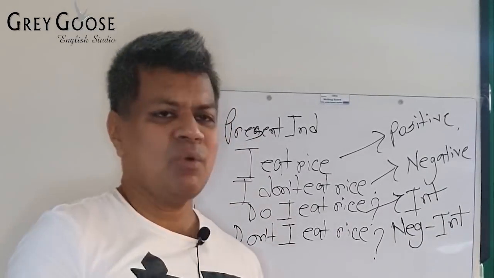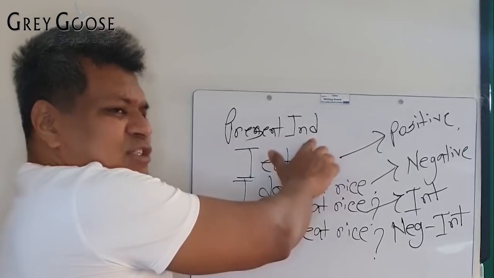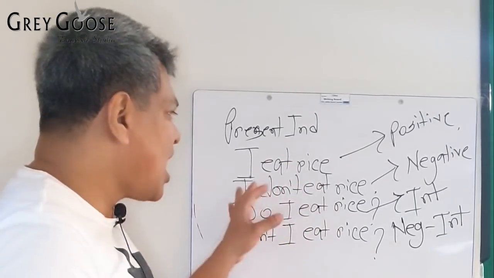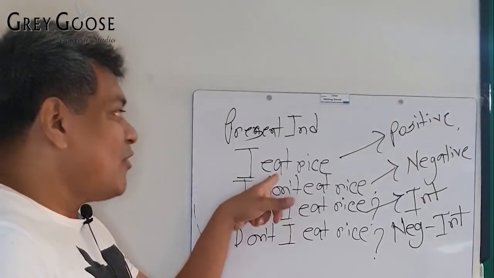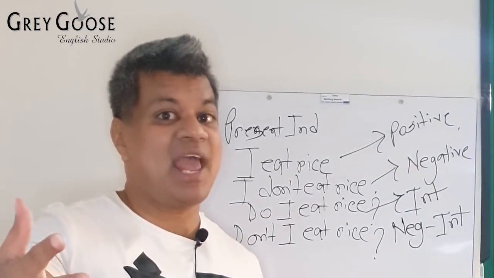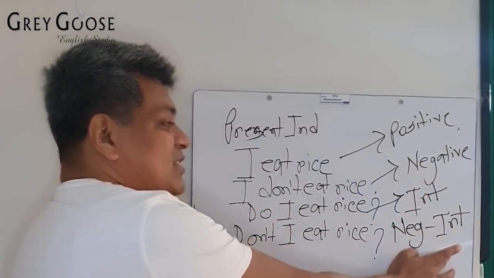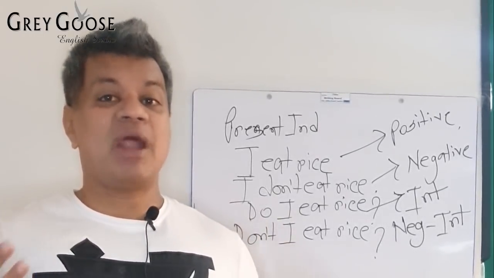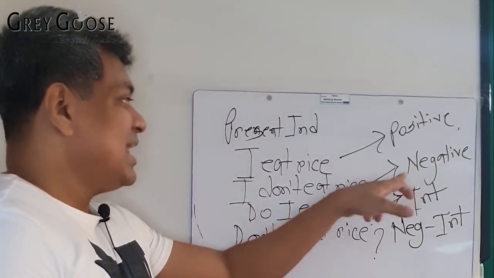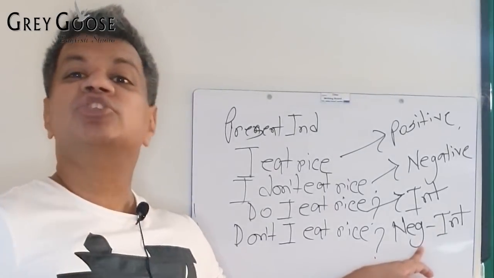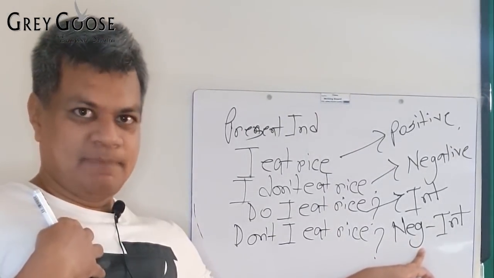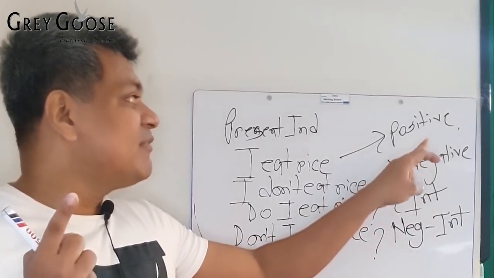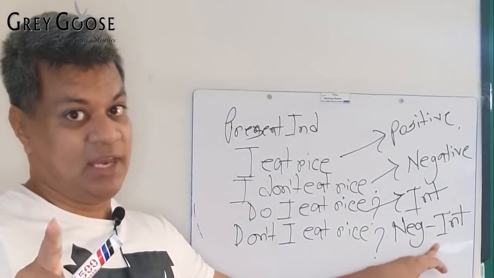Now see, what I'm doing, I'm turning this first son, which is present indefinite, and a perfect example of that would be I eat rice. Then I'm converting this sentence into three other forms of sentences, and they are negative, interrogative, negative interrogative. Guys, if you want to be fluent and speak with proper grammar, you need to know these things. So it becomes positive, negative, interrogative, negative interrogative. Now, guys, I want you to practice this way. I eat rice. I don't eat rice. Do I eat rice? Don't I eat rice? I hope you understand that.